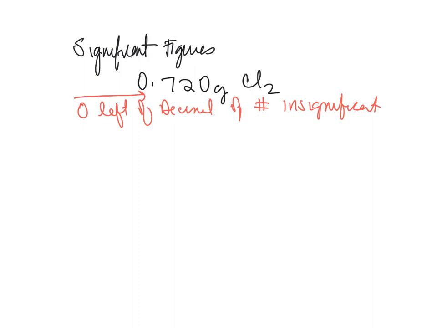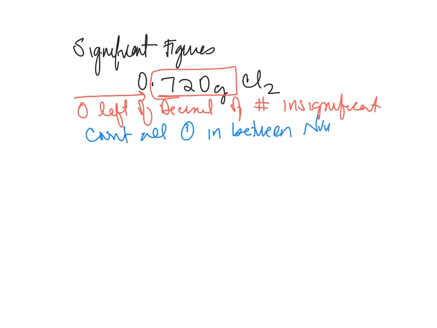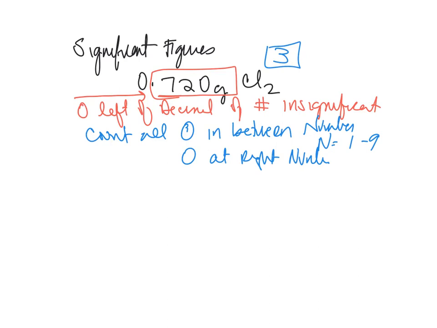So you just go here and you see, okay, there's your number, and then you start counting, and you count all zeros in between numbers, and a number is 1 through 9, okay? And you count all zeros at the right of a number. So in this case, it is 3. And you see the answer is C.